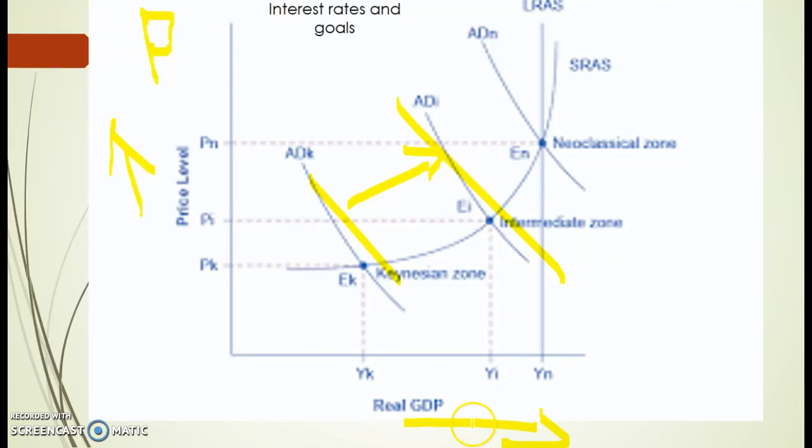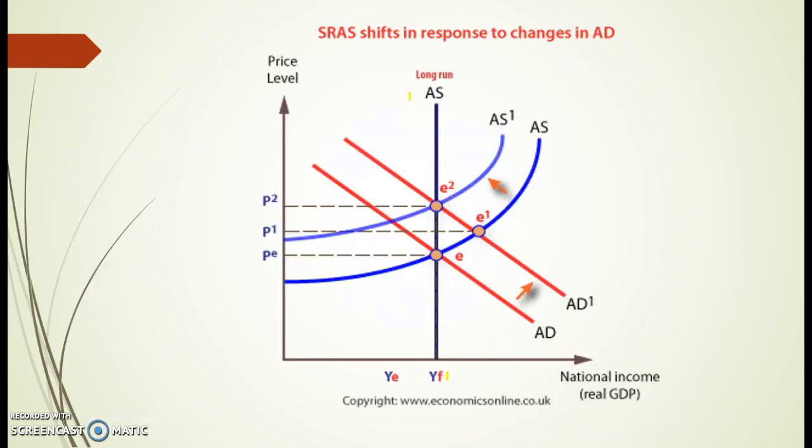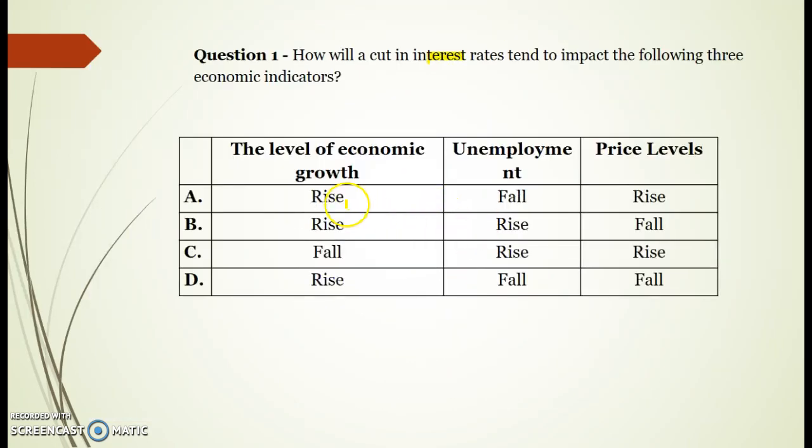So this is real GDP, which is your measure of production, but generally an increase in real GDP is also synonymous with more employment. So a cut in interest rates should lead to a rise in economic growth, a fall in unemployment, and an increase in prices. Anything that increases demand will have those 3 impacts.